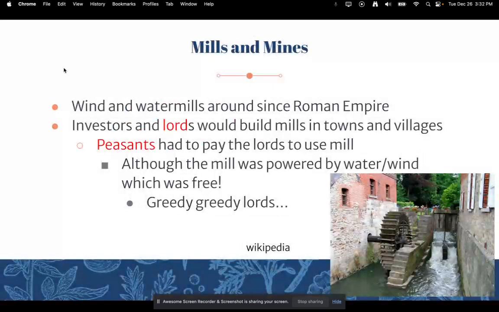Wind and water mills had been an invention since the Roman Empire. Investors and lords would build these mills in towns or villages.